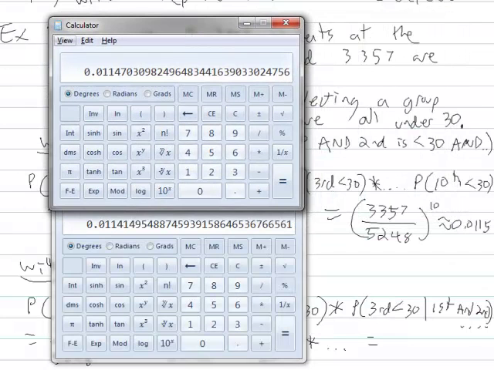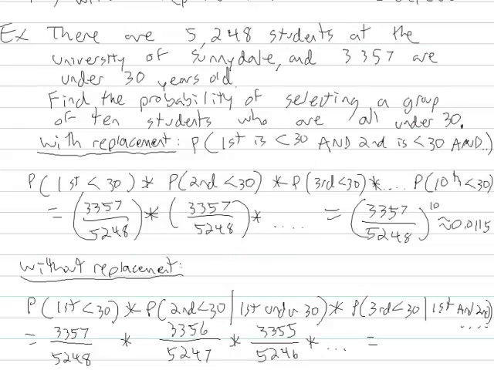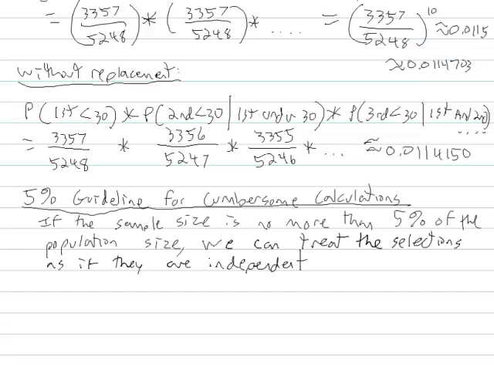Now let's compare those two numbers. Not a whole lot of difference, right? And so because of this, this sort of implies why we can use this rule here. There's a nice convenient little rule. Now this is referred to as the 5% guideline. And I put that number up there. For cumbersome calculations, if the sample size is no more than 5% of the population size, we can treat the selections as if they are independent.